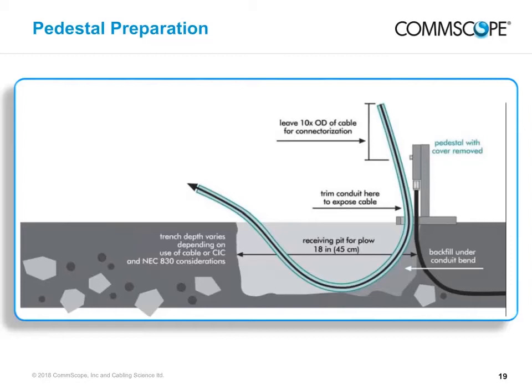Feed your cable or CIC through the plow blade and run it to the bottom of the pit and up through the pedestal base. The rule of thumb is to leave at least 10 times the outer diameter of the cable for easy connectorization and leaving some spare cable for connector replacement. If using CIC, tamp some dirt in as backfill support for the curve of the conduit.